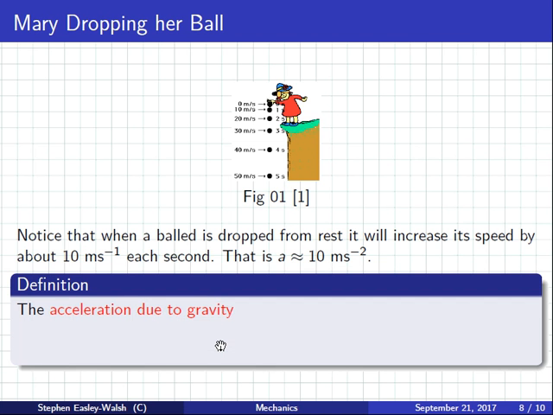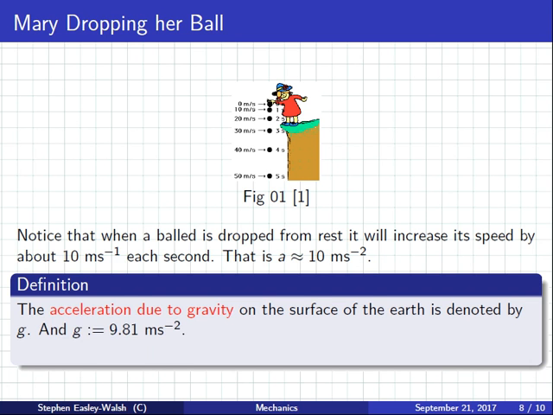It's not exactly 10, and you probably all know the exact value. This is called the acceleration due to gravity. And on the surface of the Earth, we use the letter G to represent the acceleration due to gravity. The G is about 9.81 meters per second squared. This is if you're near the ground. In fact, if you are very high up, like on the very top of a mountain, the G is actually a little bit smaller than this.